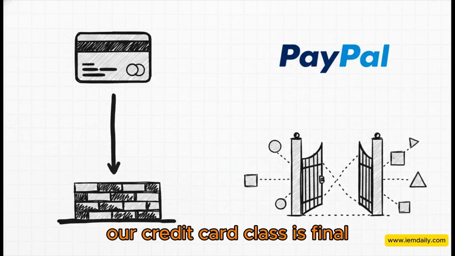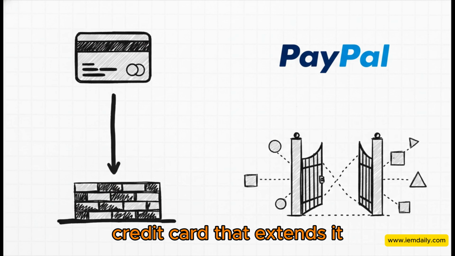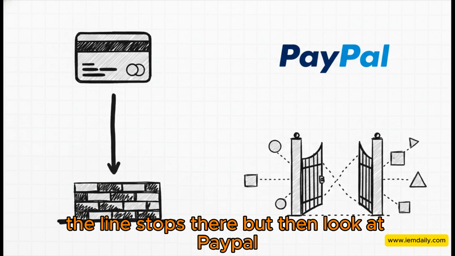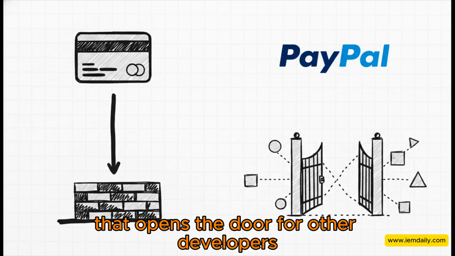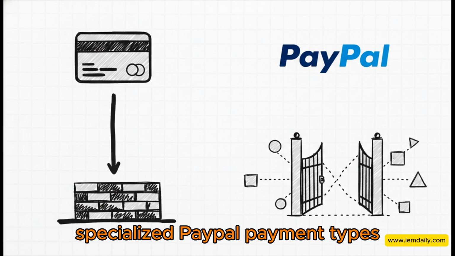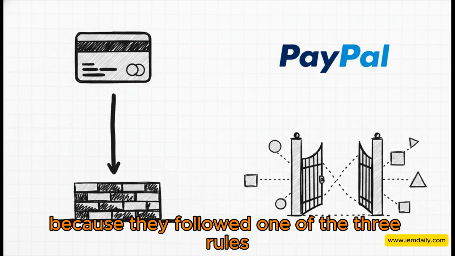Our CreditCard class is final. That means you can't come along later and make a Visa credit card that extends it. The line stops there. But then look at PayPal. It's non-sealed. That opens the door for other developers to maybe create their own specialized PayPal payment types down the road. See? Both are totally valid because they followed one of the 3 rules.